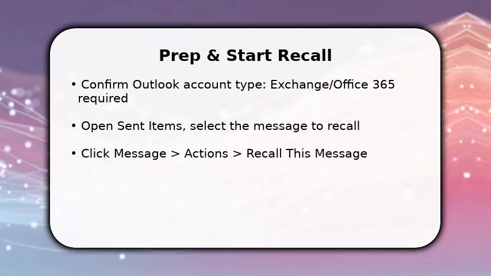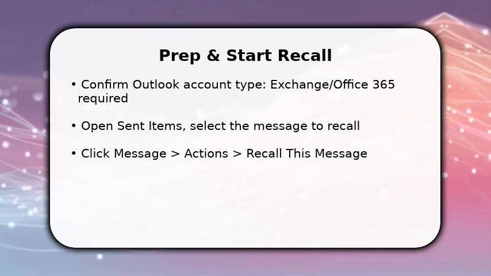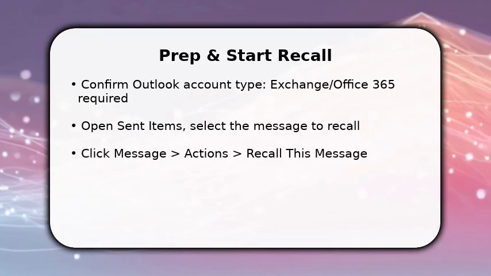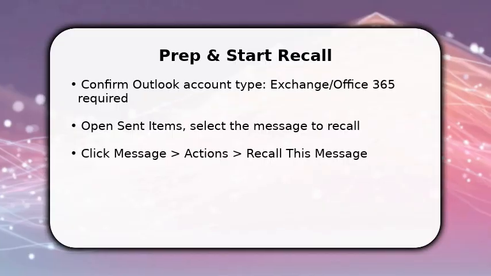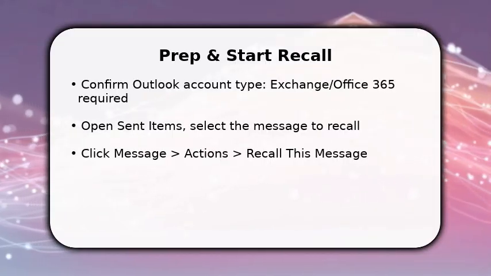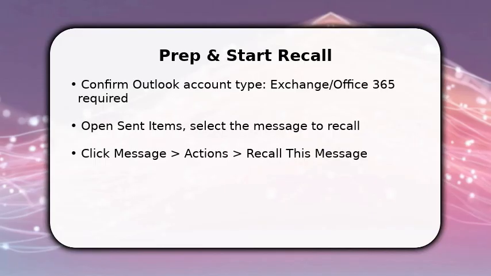You begin by confirming that you're on an Exchange or Office 365 account because Recall only works there. Once confirmed, open Sent Items and find the message you want to retract. Next, with the message selected, go to the Message tab, choose Actions, and click Recall this message. This starts the recall wizard.